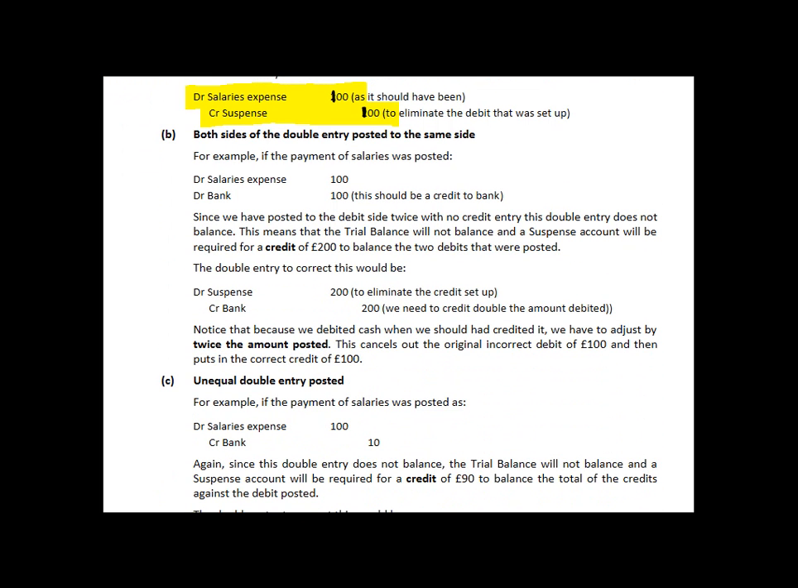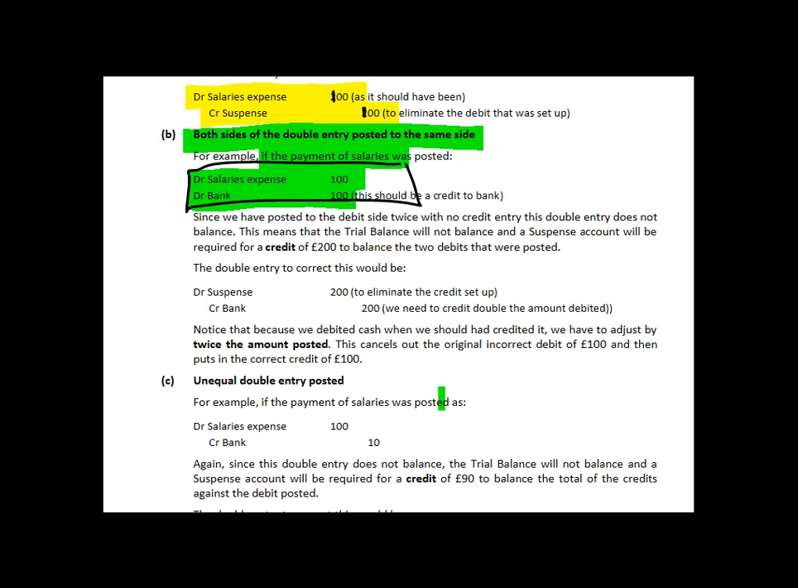Another type of error is if both sides of the double entry are posted to the same side. So for instance, this time, let's say our payment of salaries was posted as debit salaries expense 100, which is what it should have been, but also a debit to bank. Actually we should have credited bank because paying salaries will reduce the asset of our bank account. Let's say we mistakenly debited bank. Now that double entry doesn't balance. We've got two debits, no credit. We've debited a total of 200 and nothing on the credit side. So I know immediately that because the double entry doesn't balance, the trial balance wouldn't balance, and therefore we would be using a suspense account.